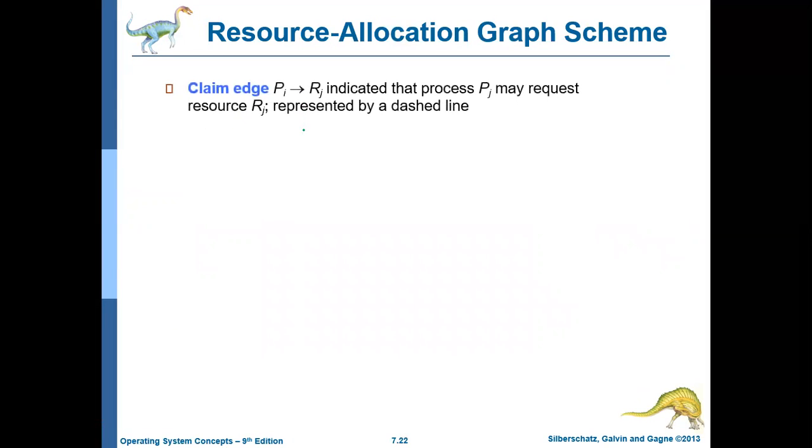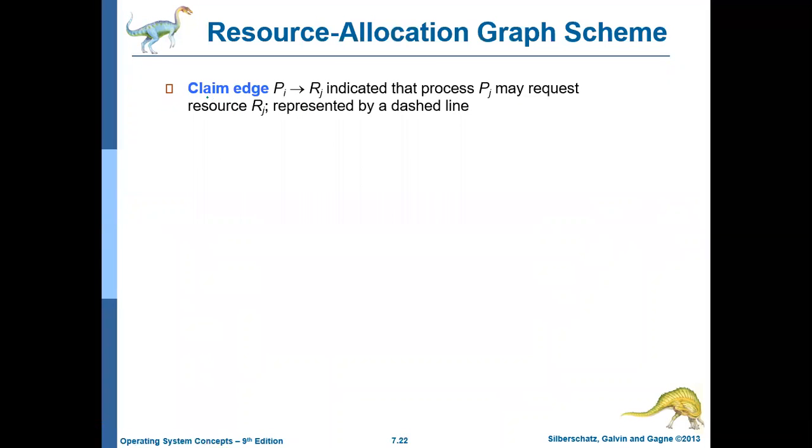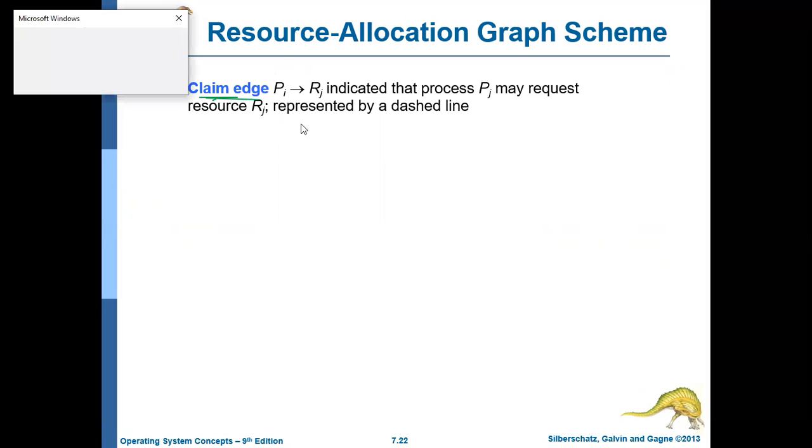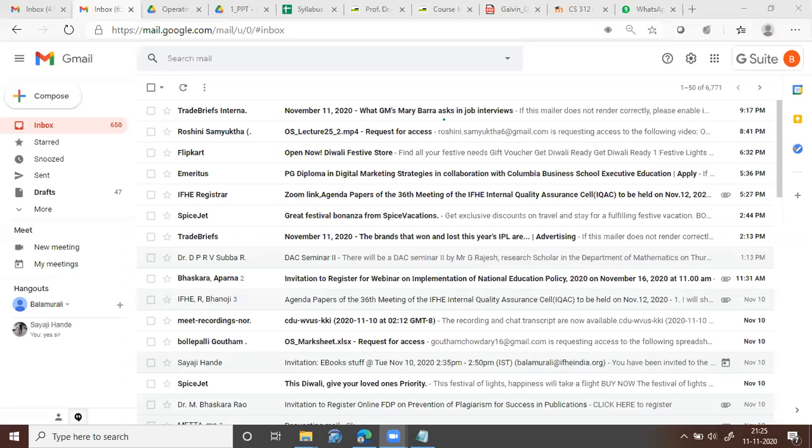We have already discussed resource allocation graph. But in this context, in deadlock avoidance, we are introducing a new edge here, and this edge is called a claim edge. That is, the process Pi may claim an edge Rj. It indicates that the process Pi may request the resource Rj in the future. This is represented by a dashed line. So basically, it means that the process Pi may require the resource in the future.